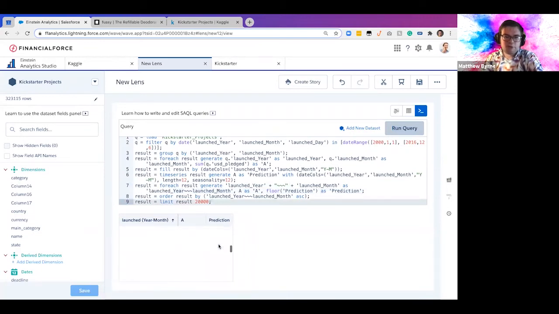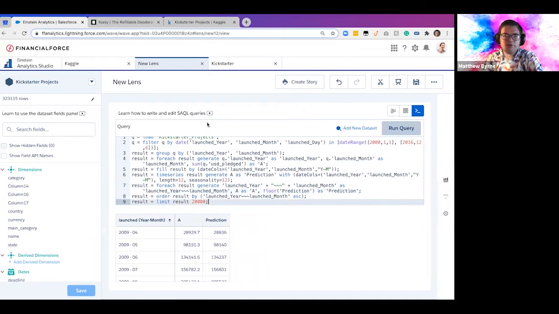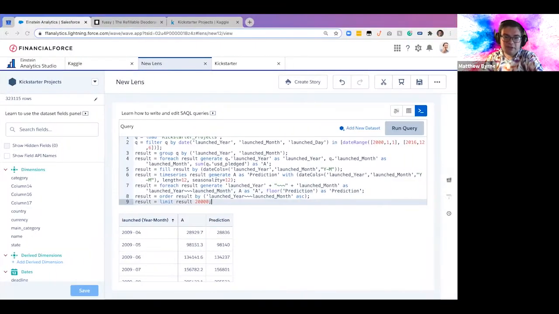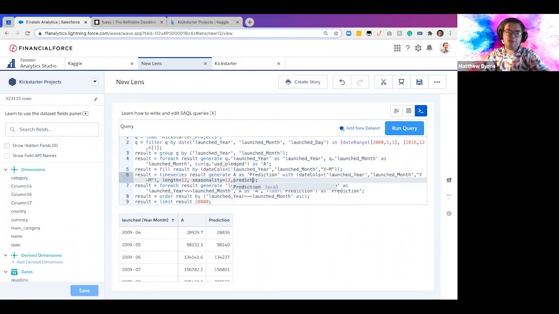Okay, so that's what we've done so far. We've just renamed the column. Now, where I mentioned over here, there's a function called prediction interval. You can see these functions listed in here. I could add in an extra one after seasonality, prediction interval equals, and you can only choose between 80 and 95. You can't choose any other options.